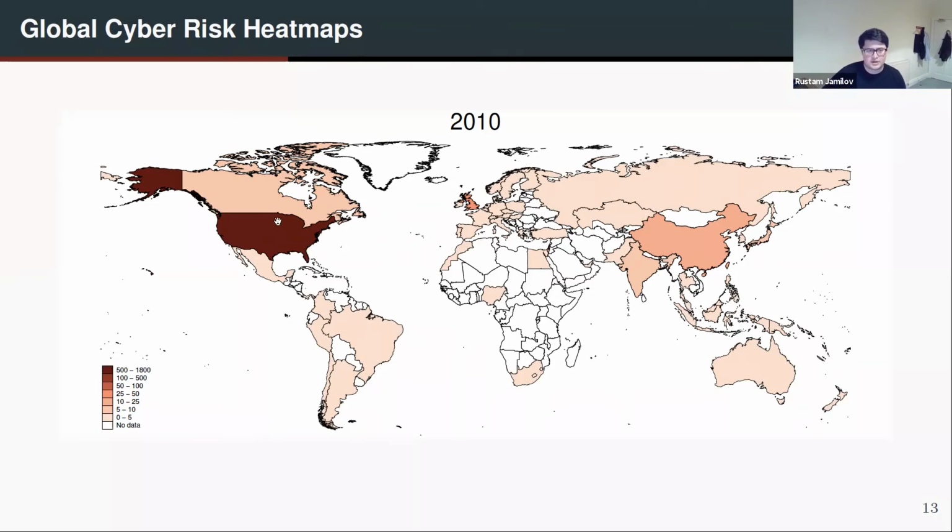So the darker the color, the more cyber risk exposure in that particular year. So in 2010, very much a US centered problem. Very dark in US, a little bit in UK, a bit in China. Fast forward 5 years, still the US dominates, a bit of Canada, UK, France, Germany, but mostly a developed world problem, the first world problem. But now in 2020, very much a global risk factor.